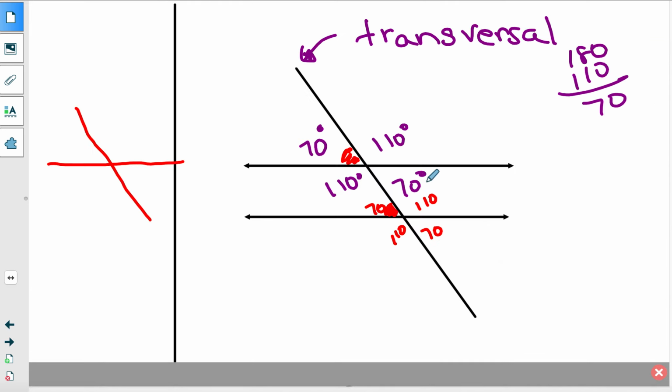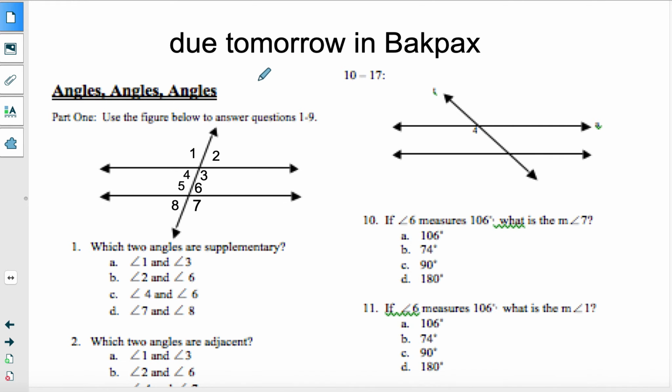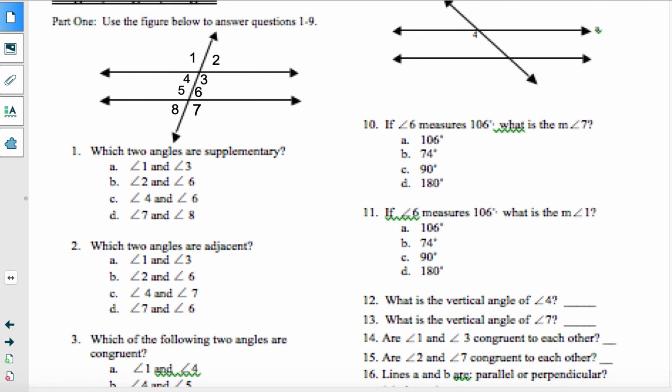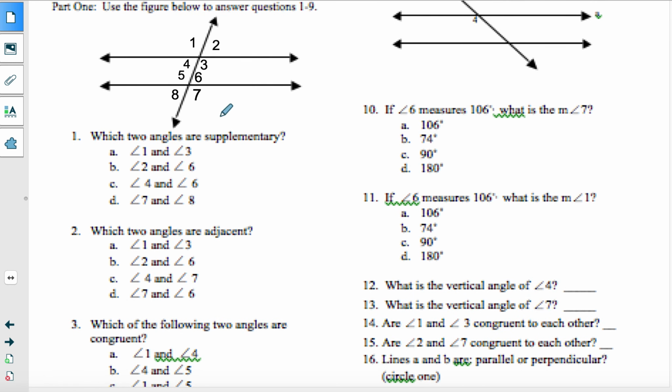So your assignment today is going to be in your packet. It's in backpacks. It's due tomorrow. You're going to answer some questions about these words, so have your vocab right next to you. The first word is supplementary. Well, again, that equals 180, so we need to go 1 and 3. Are those supplementary? Those equal 180? No, because they don't make a straight line. 2 and 6, 2 and way down here, nope. 4 and 6, nope. 7 and 8, oh, there's my straight line, so I would circle letter D.